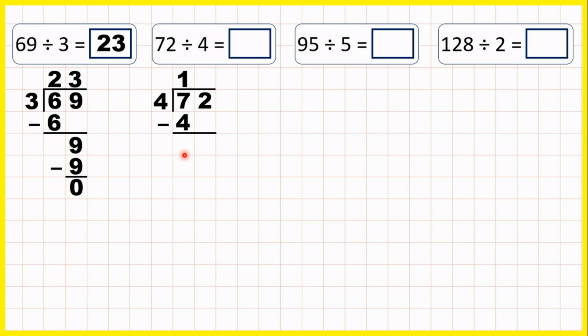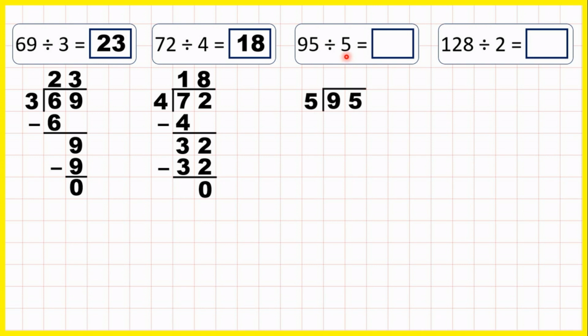So 7 minus 4 is 3, and we can bring down the 2. So now we have 32 divided by 4. Well, 32 is in the 4 times table, and that's 8 times 4. 8 times 4 is 32, so 8 goes in our answer line. Then we can subtract to show that we don't have a remainder, and we have our answer.